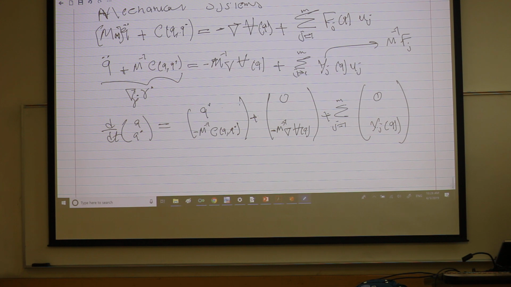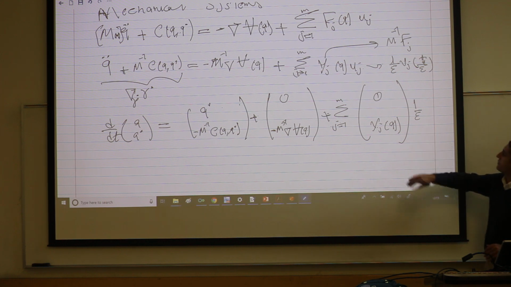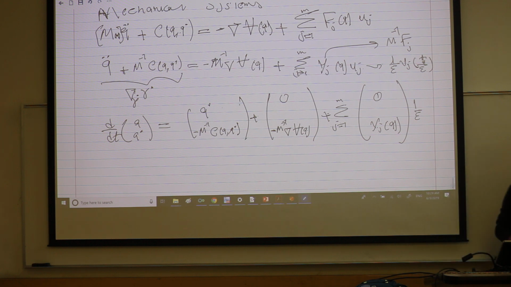and Uj. Typically Uj is 1 over epsilon, high amplitude, high frequency, Vj of t over epsilon. So inside we have a cosine omega t kind of thing, and outside we have 1 over epsilon, for this high amplitude, high frequency periodic force. So here we have Vj, the time part is here. And if you remember, this is what we called Yj lifted.